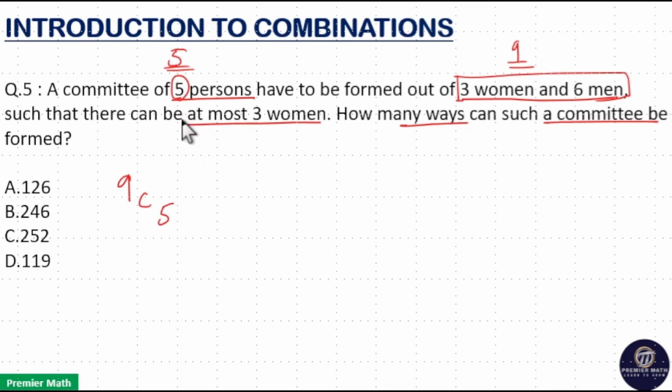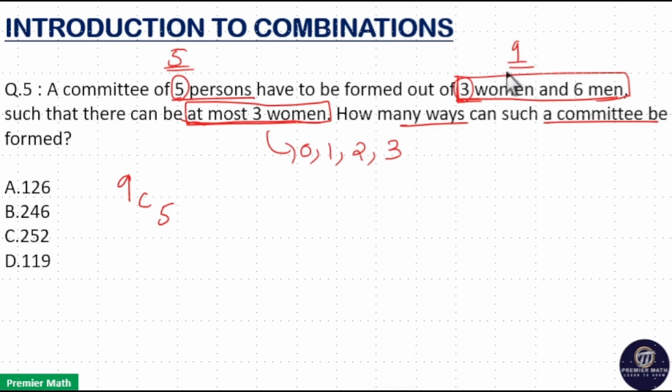And here there is a condition, that is at most 3 women. At most 3 women means it can be 0 women, it can be 1, it can be 2 or up to a maximum of 3 women. Here maximum woman is 3. Here availability is only 3 women. And we can choose any of these 3 women, which means we can choose any of these 9 people.